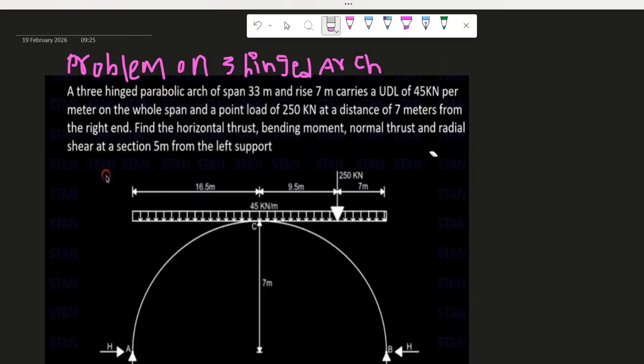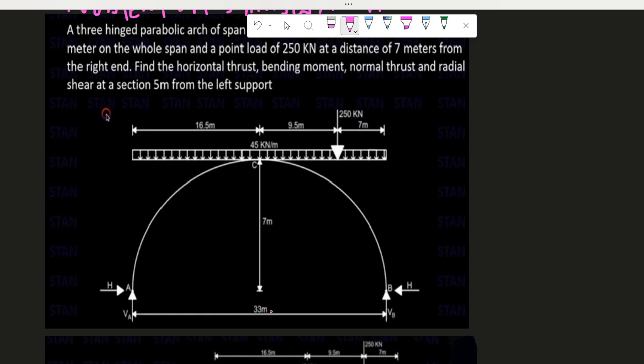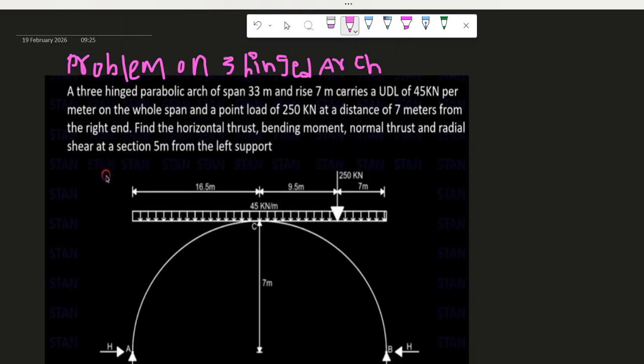Hello guys, today we will see this one problem on three-hinge arches in this video. The problem: a three-hinge parabolic arch of span 33 meters and rise 7 meters. The distance between the two supports, the span, is 33 meters, and the rise of the arch is 7 meters, with a UDL of 45 kilonewtons per meter.